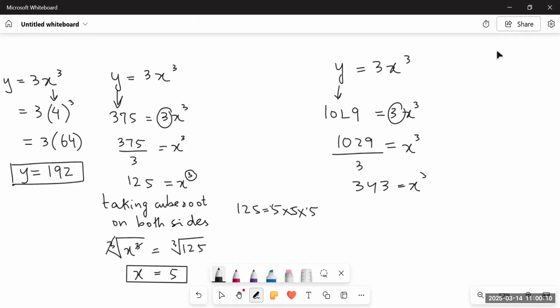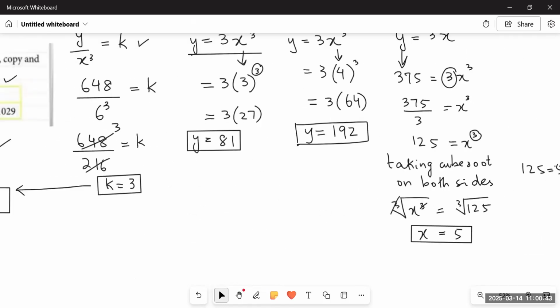And you should know that the perfect cube of 7 is 343. So we can say that taking cube root on both sides, we will get 7 cube is equal to x cube. Hence, taking cube root on both sides, these will cut the cubes and we are left with x is equal to 7. It means x would be 7 if y is equal to 1029.